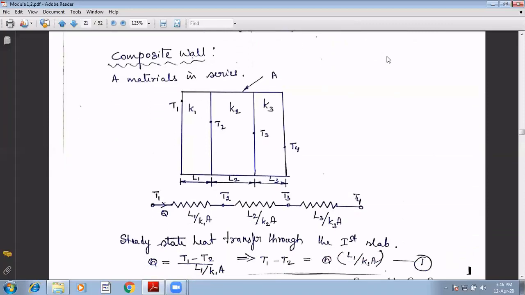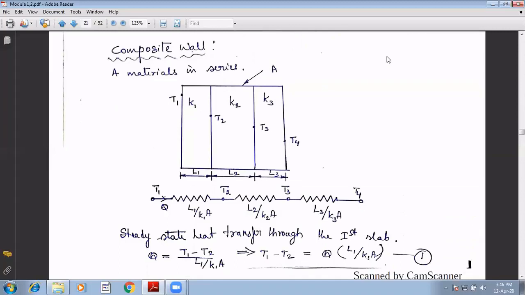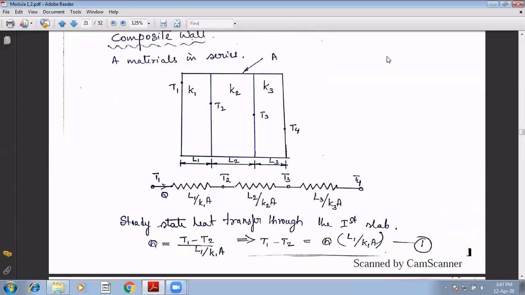Next, coming to the composite wall. Now, what do you mean by a composite wall? If you combine two or more materials of different properties, pressing each other, by combining each other, then that whole material is considered as a composite material or composite wall. Now in this case, we have three different materials of thermal conductivity k1, k2 and k3 respectively.